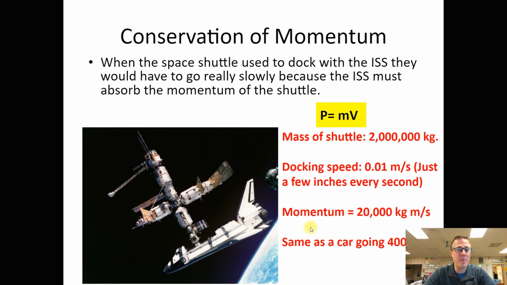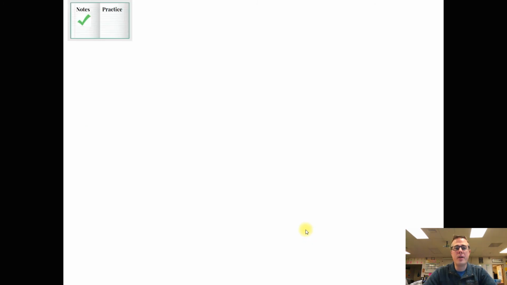Remember, momentum is how much stopping power it needs. So if you want to stop that shuttle as it's coming into the space station, it's the same amount of stopping power as a small car going 400 miles per hour. That's a lot to deal with, so the engineers had to figure out how to deal with that with springs and compressions and different materials, and it was a big deal to figure out how to make those two things work. Now we're going to get into the actual calculations.